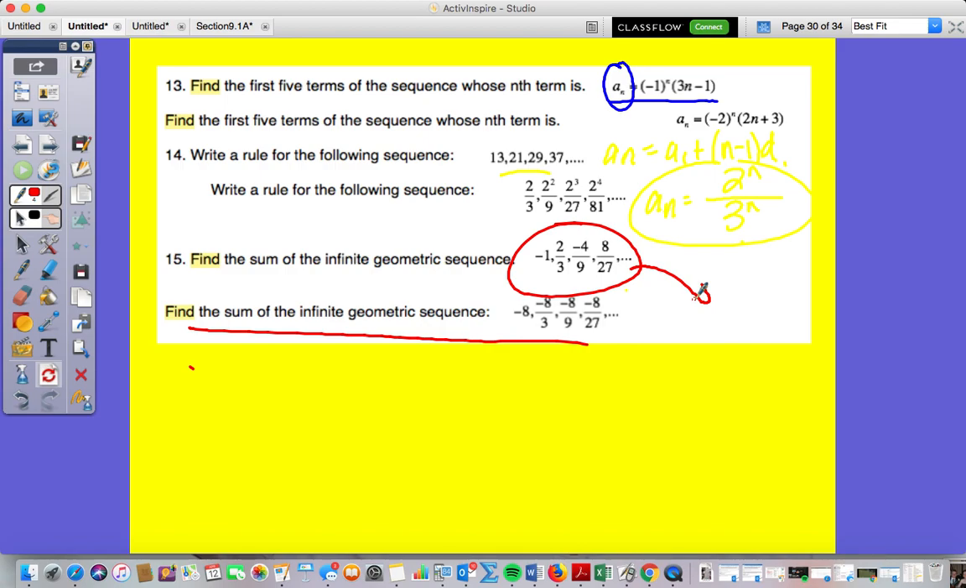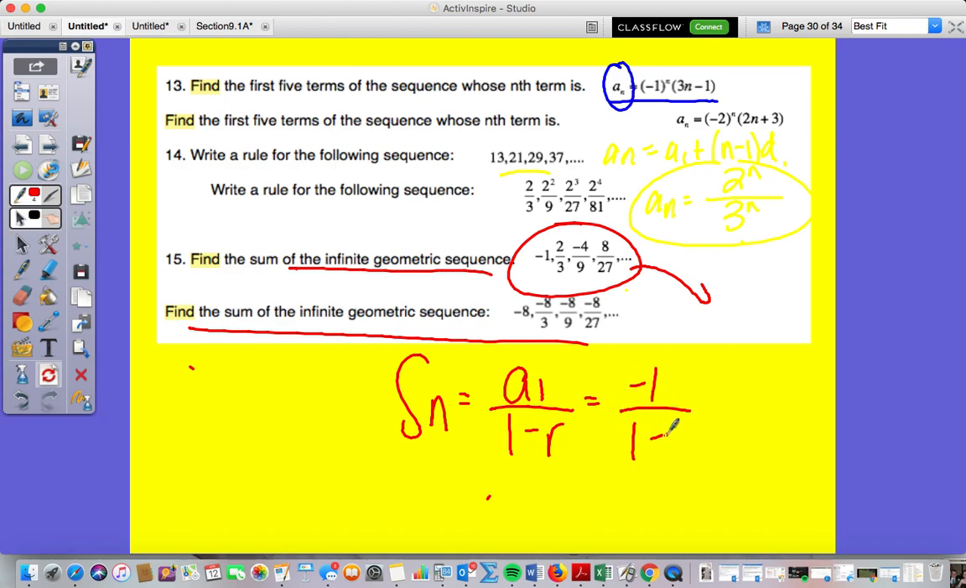Good, yes. But this one, we're not trying to find a rule. We're just finding the sum of the infinite geometric sequence. That's this one. So A1 is -1, minus R. So what is our R? What would our R be? What do you think? Nice, -2/3. Good. That's what we're multiplying by to get to the next one.